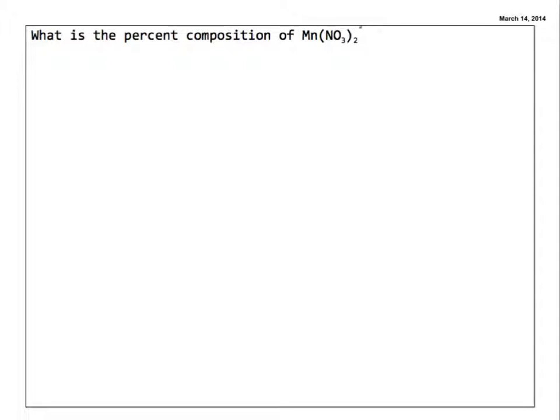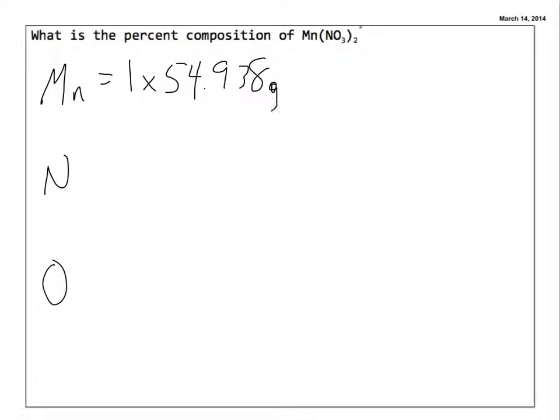So the percent composition of manganese nitrate, Mn(NO3)2. First we have to find the mass of each element in the compound. So manganese, nitrogen, and oxygen. There is one manganese atom in this formula unit, and manganese, if you look it up on the periodic table, its mass is 54.938 grams. And nitrogen, there are two, because the 2 outside the parentheses doubles everything inside the parentheses.